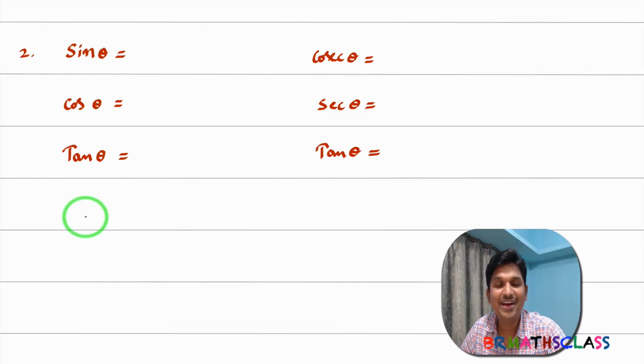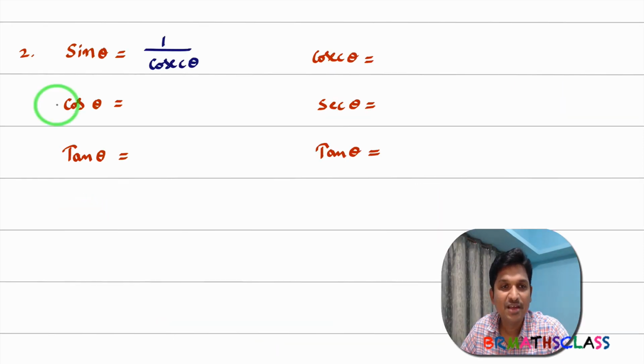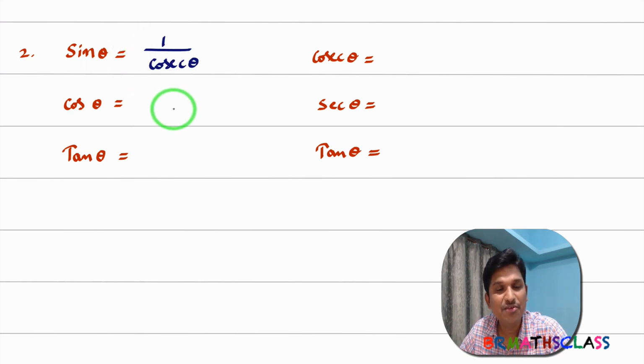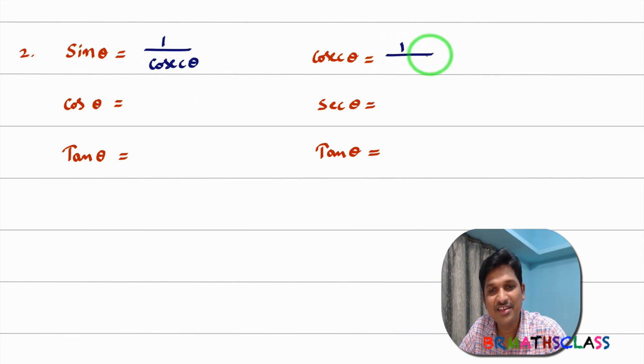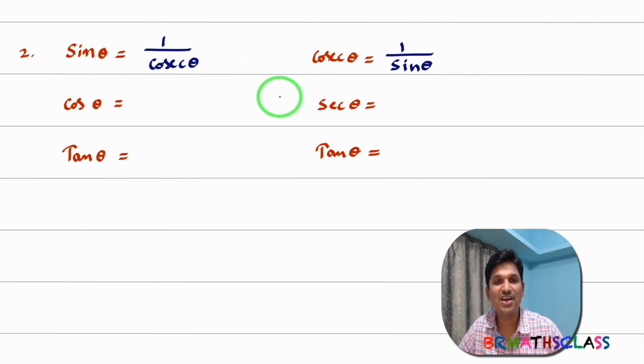Now we will learn reciprocal formulas. Sin theta formula is 1 divided by cosec theta. From this we can easily write what is cosecant theta. You take cosecant to this side and sine to this side. Then what is cosec theta? Cosec theta is 1 divided by sin theta. So if you know one, the other one you can write easily. Sin theta is 1 by cosec theta. If I cross multiply this, cosec theta is 1 by sin theta.